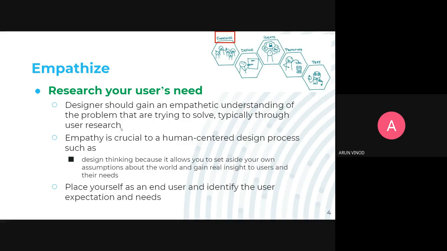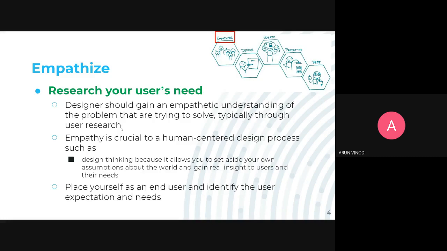What is that actually? Empathy is crucial to human-centered design. Say, for example, the user is coming with a problem, and they are explaining the problem to the design team. There are a number of users who are facing the problem, but everybody has their own views of that problem. The problem is actually common, but they are experiencing it in a different way.